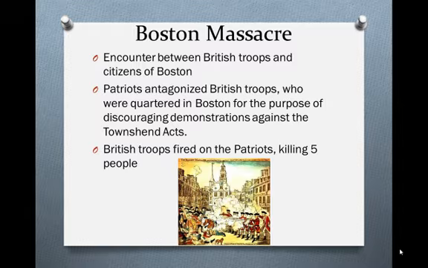The belief is that some of those snowballs had rocks in them, and that one of these snowballs with rocks hit one of the soldiers, and he lost his temper and fired. When he fired into the crowd, so did the rest of the soldiers. When the smoke cleared, there were 5 colonists dead. Well, this was the perfect opportunity for the Sons of Liberty and the other rebels to spread some propaganda.